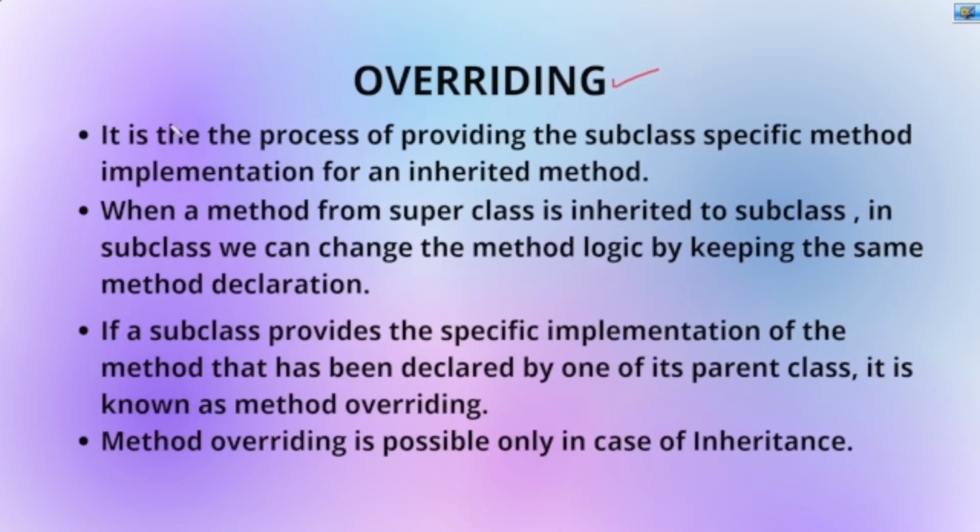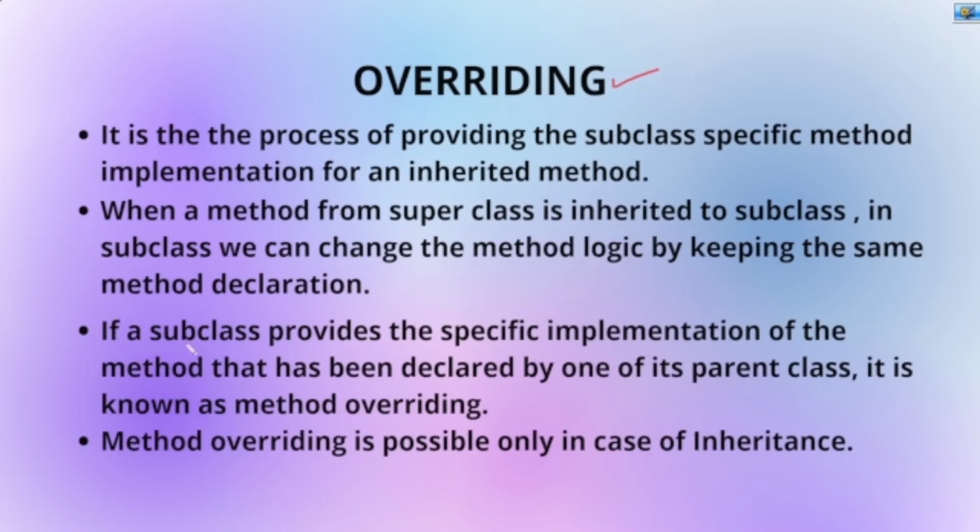Now, what does this mean? This is a process where you give the subclass some specific methods from the parent class to its child class. When a method from the superclass is inherited to the subclass, in the subclass we can change the method logic by keeping the same method declaration. We can keep the name of that method the same, but whatever is inside, that is the implementation of that particular method, can be changed in overriding.